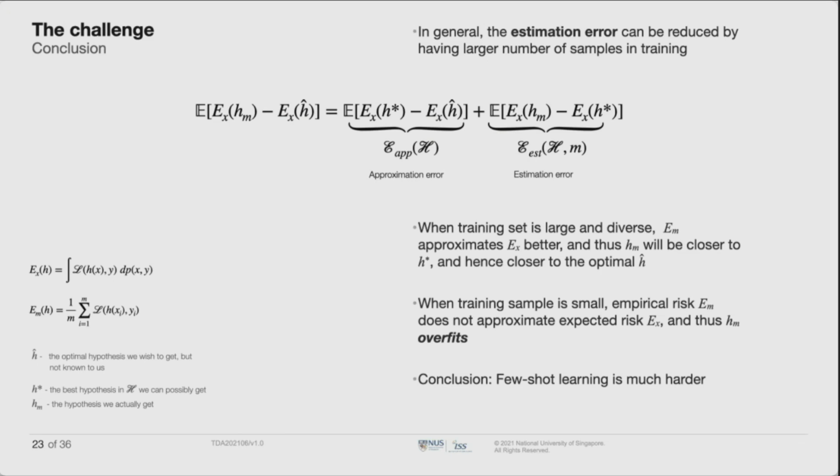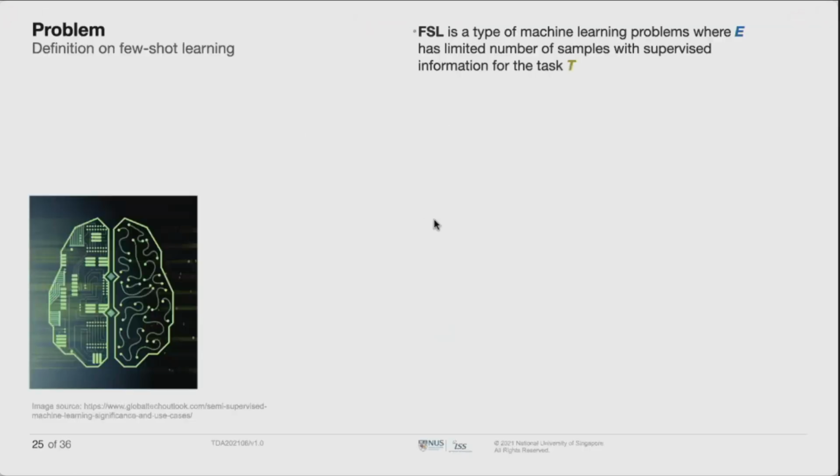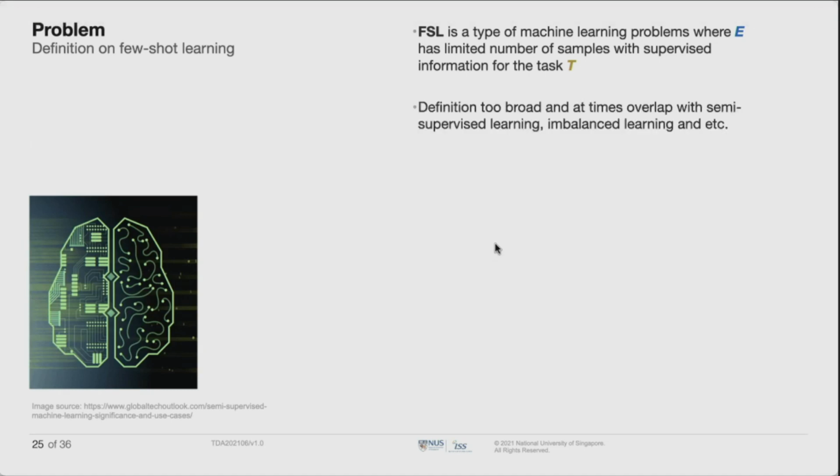And in the rest of the talk, we are going to take a look at the third strategy, the learning strategy for few-shot learning. Before we discuss it, let's revisit the definition of few-shot learning. We now know that few-shot learning is a type of machine learning problem where experience E has a limited number of samples with supervised information for the task T. The authors have purposely made this definition this broad so that they can include many of the research published under this definition. However, under this definition, many of the research with the keyword few-shot learning actually overlap with other subfields in machine learning. In particular, the subfield of semi-supervised learning and imbalanced learning.